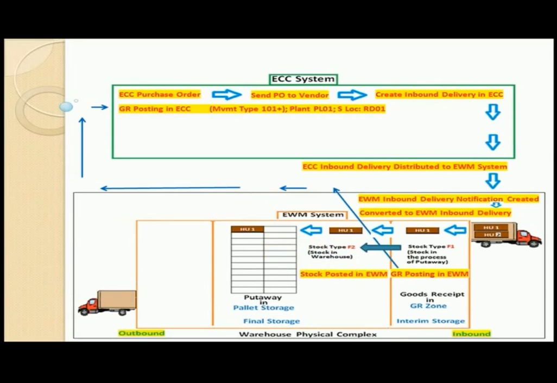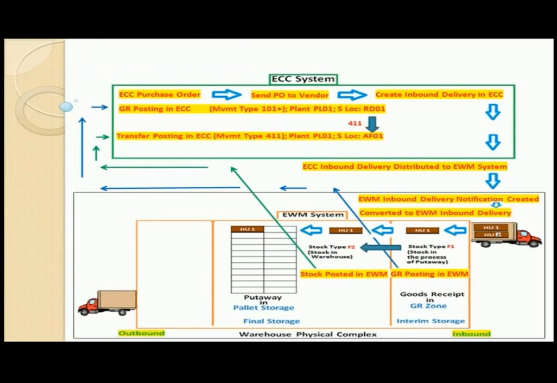The bin stock increases, the quants get updated, and this stock posting in EWM again sends a PPF action to ECC, and ECC also does a stock posting in ECC with the movement type 411. And this is 411 movement type between RD01 to AF01.